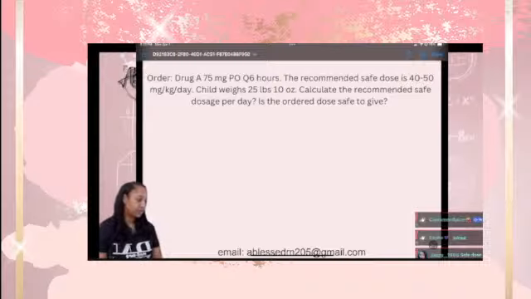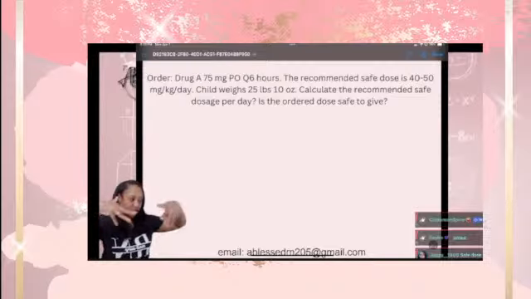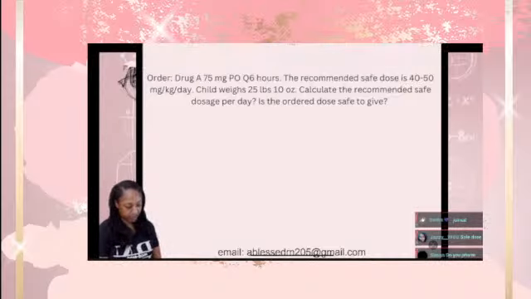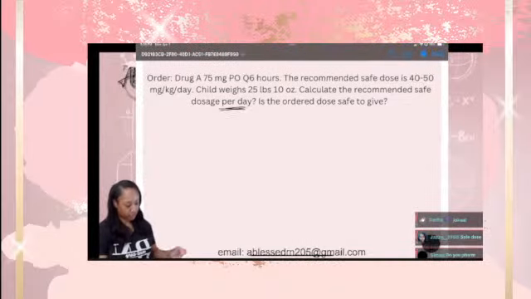Okay. Here's the one. Do I do pharmacology? No, I do little sprinkles of tidbits of pharmacology in there, but dosage is my baby. All right. So order drug A, 75 milligrams by mouth, Q6. Recommended safe dose is 40 to 55 milligrams per kilogram per day. Child weighs 25 pounds, 10 ounces. Calculate the recommended safe dosage per day. That's important. Per day. Is the ordered dose safe to give?